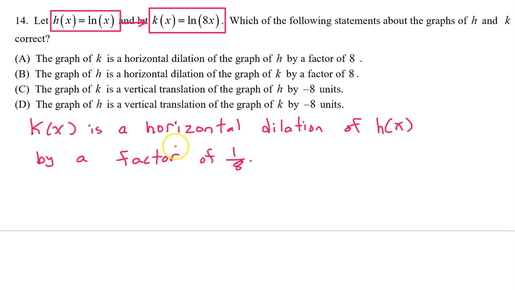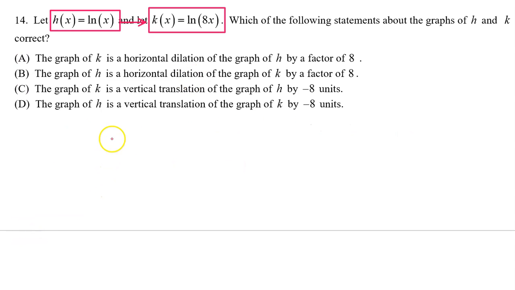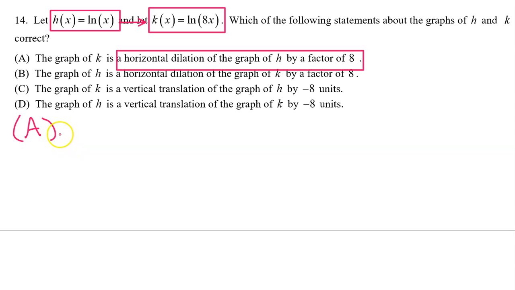The only problem is when I look at the options, this is not one of the options. This is a true statement, but it's not one of the choices. Let's try a different strategy. Let's go through the options one by one. We will set up the transformation described and see if it gives us whatever they say it's supposed to give us. For option A, we need to do a horizontal dilation of the graph of h by a factor of 8 and see if that's equal to k.